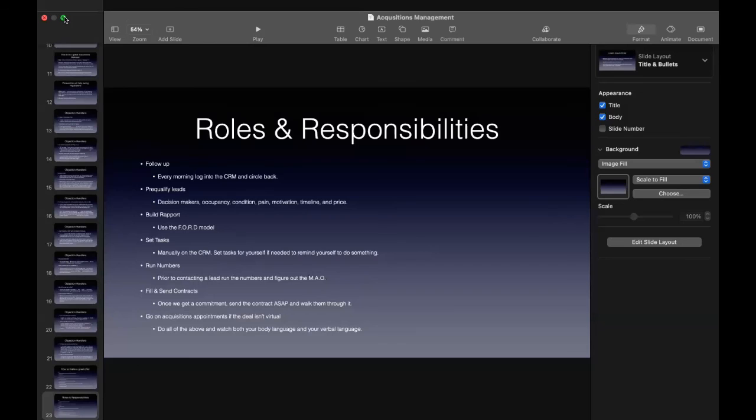So that is the acquisitions lesson. I know it was a lot. I know it wasn't perfect either, but I trust that you guys got the most out of it. And if you have any questions, I'm open.